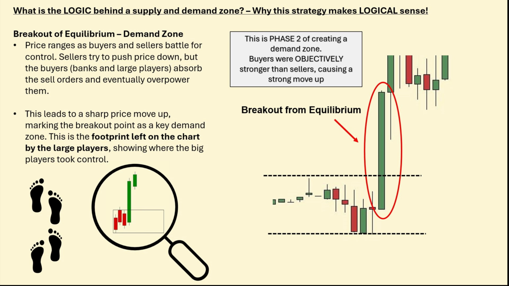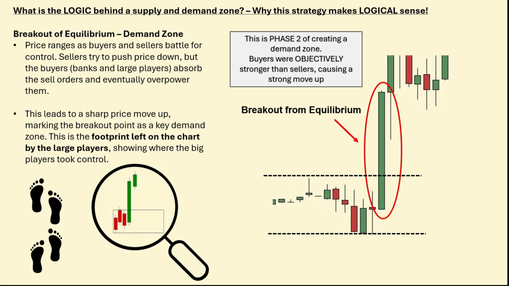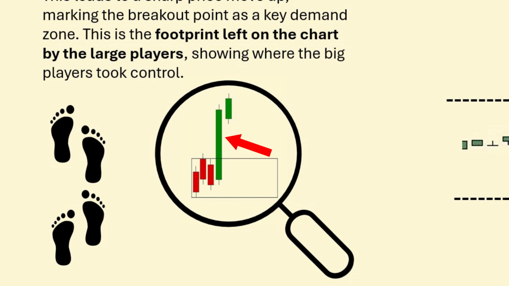And the concept is that, let's say the large institutions are buying a stock or forex pair or whatever. What they're doing is they are battling with the sellers. Let's say they have 100,000 buy orders to fill, and there's only 50,000 sell orders at that price level. After all of these sell orders have been filled, that is when we see that massive spike up and that explosive move. And these are the footprints that the large players leave on a chart.